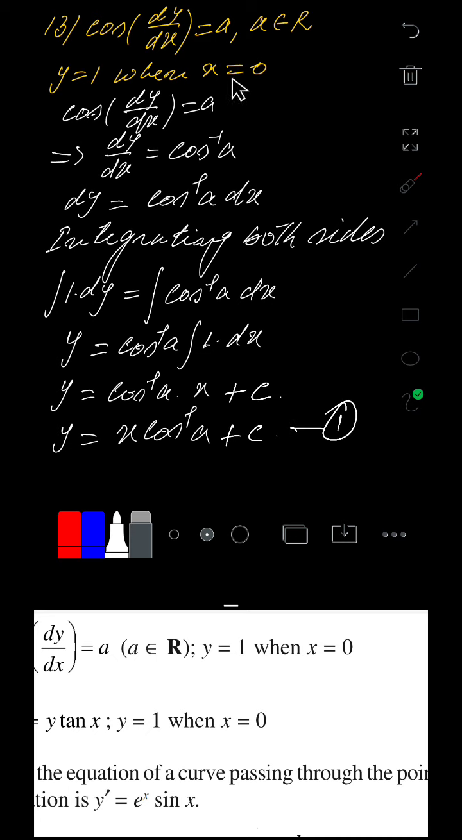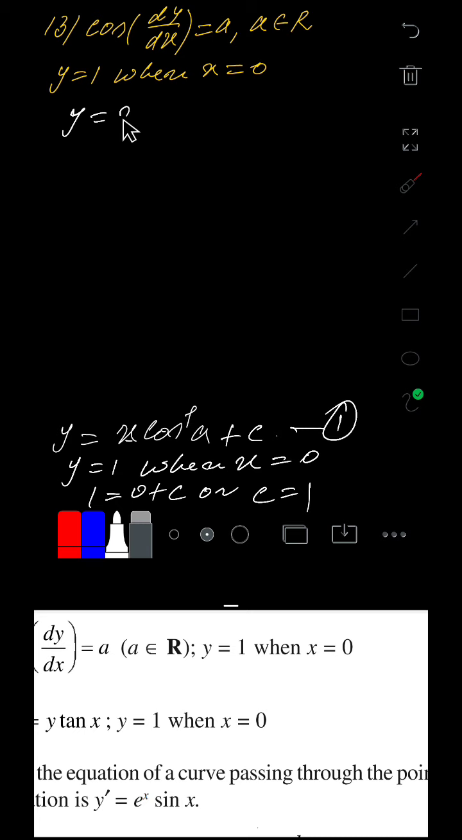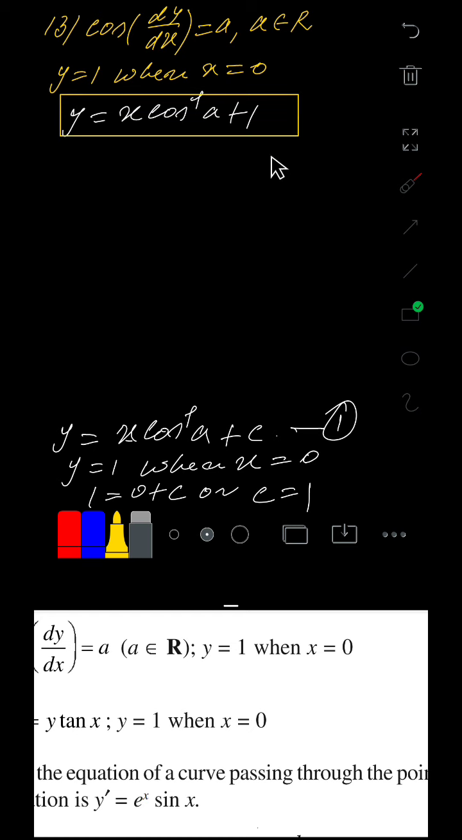With the help of the initial value condition, we need to find out now the value of c for finding the particular solution. So when y is equal to 1, when x is equal to 0, in this equation we have 1 is equal to 0 into cos inverse a plus c, or c is equal to 1. So now putting back this value of c in equation number 1, we get y is equal to x cos inverse a plus 1. This is the required solution of the given differential equation.